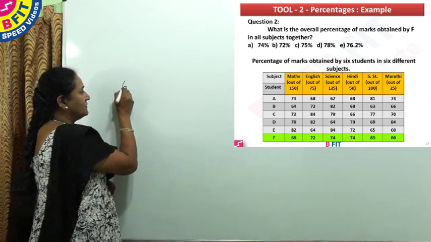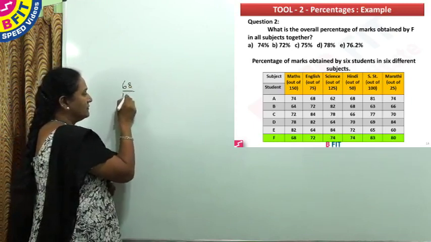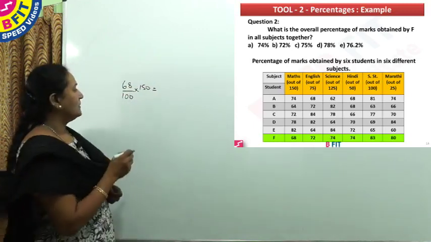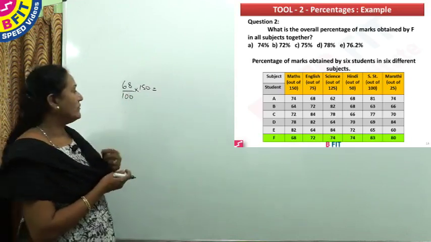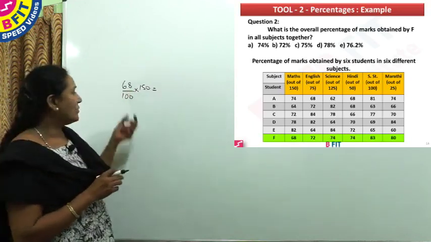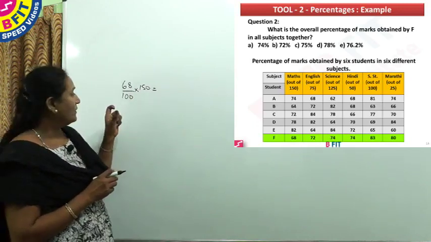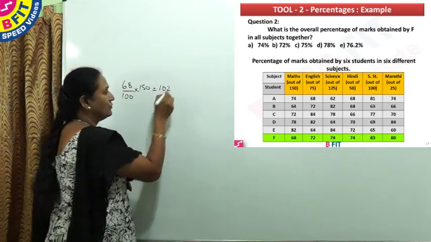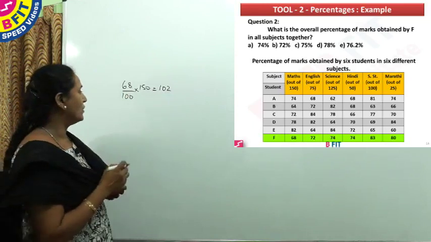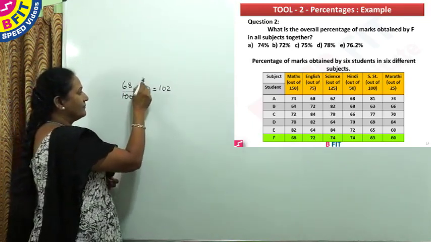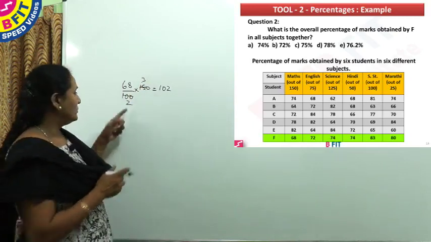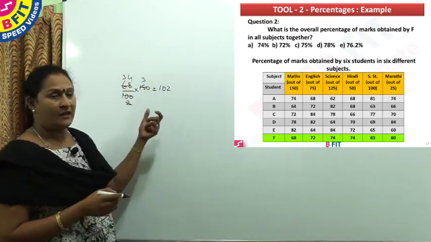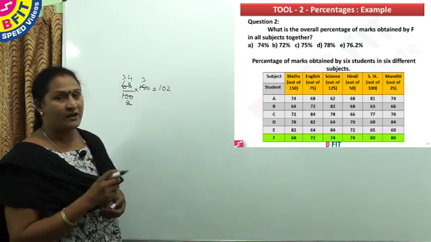And how to find the value? It is 68% of 150. Either, it is 50% more, so we can find half of 68 and add. What is half of 68? It is 34. Adding 68 and 34, we get 102. The marks got by F in Maths is 102. Or we can cancel: 3 by 2, so this divided into 3. So marks got in Maths by student F is 102.